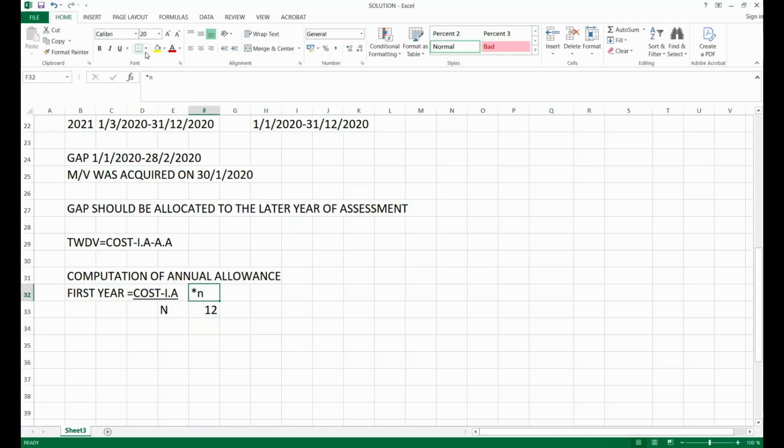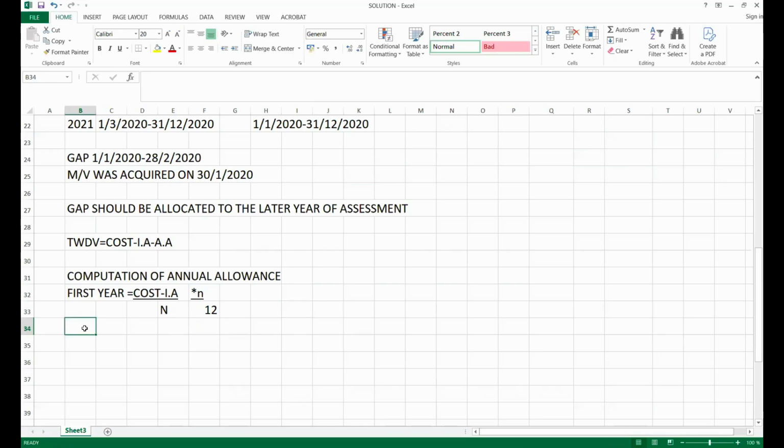So the computation for what? For annual allowance. So annual allowance is what? Cost minus initial. That means before you can even calculate your annual allowance, you must have calculated the first category of allowance, which I said is available to an asset, which is what? Initial allowance. So cost minus initial allowance divided by N, multiplied by small n over.